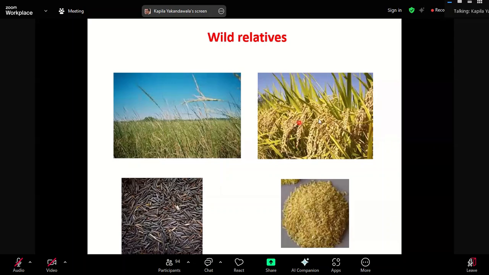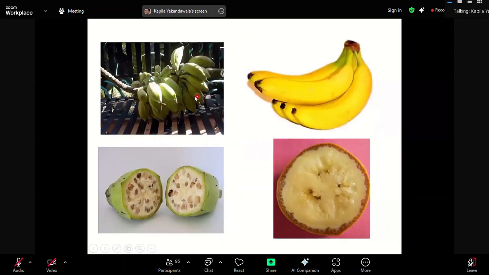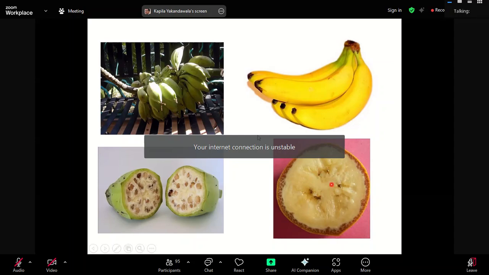So if we want to further improve these varieties, still you have to depend on these wild relatives. So this is what in Sinhala we call Atticale. It has large seeds but very little flesh. So we can't eat it. Not tasty. Our taste buds are not adapted to it. Crops, so this is almost seedless and it has good flesh.